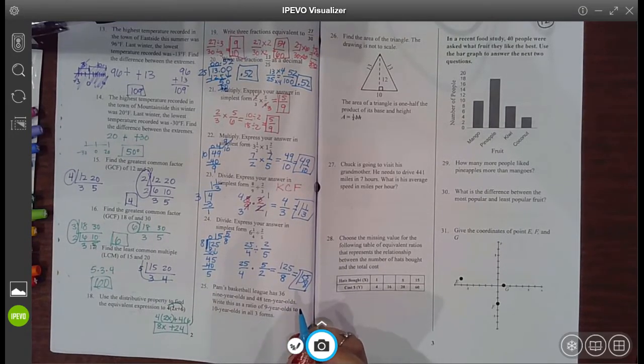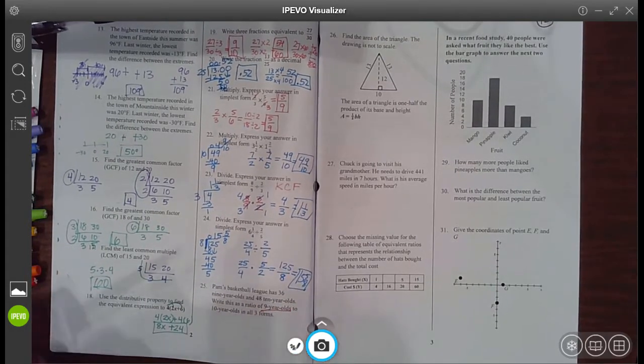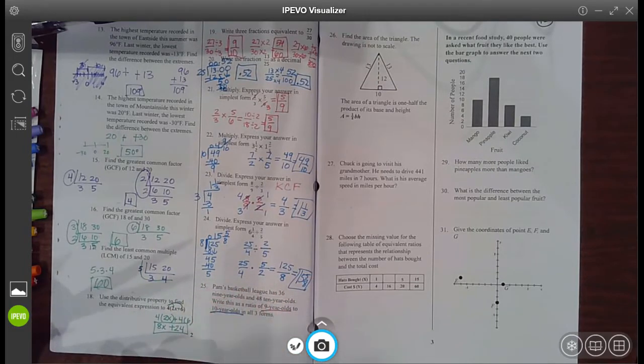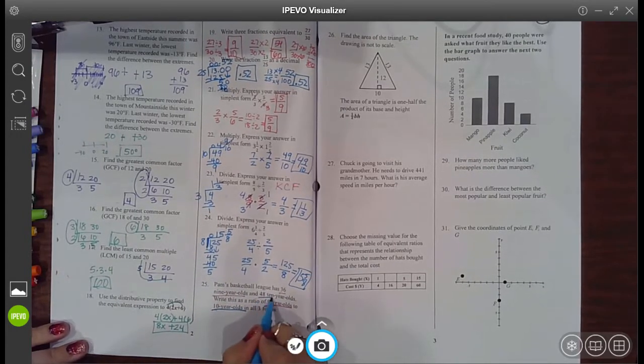Okay, for my next one, it says Pam's basketball league has 36 9-year-olds and 48 10-year-olds. Write this as a ratio of 9-year-olds to 10-year-olds in all 3 forms. I'm going to try to color code this. So it wants it from 9-year-olds to 10-year-olds, just in case they mix the order up there. 36 9-year-olds and 48 10-year-olds.